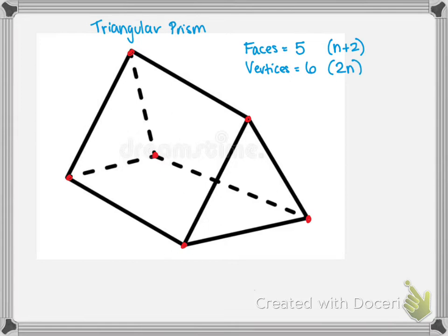So to figure out the number of edges, we would take the vertices plus the faces minus 2, which would be 6 plus 5 minus 2, which leaves us with 9 edges. So for the triangular prism, we have 5 faces, 6 vertices, and 9 edges. Let's try the next prism on the next slide over.